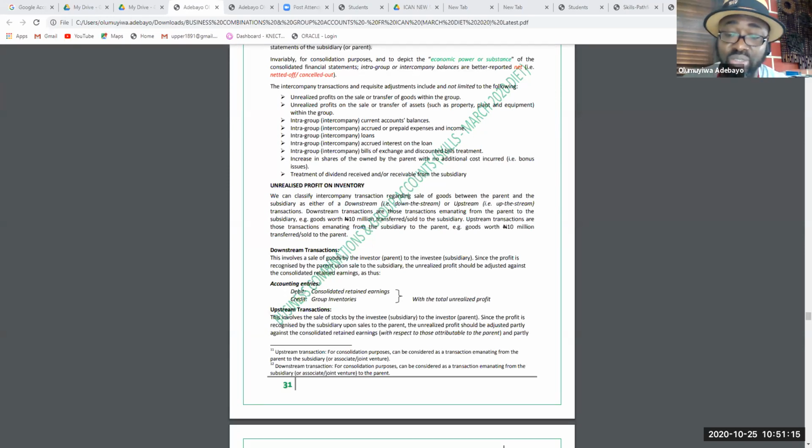Now, another thing that we need to understand before we go into practical sessions is to say, remember that profit in accounting can be determined either by way of markup or by way of margin. Remember, profit can be expressed relatively by way of markup.